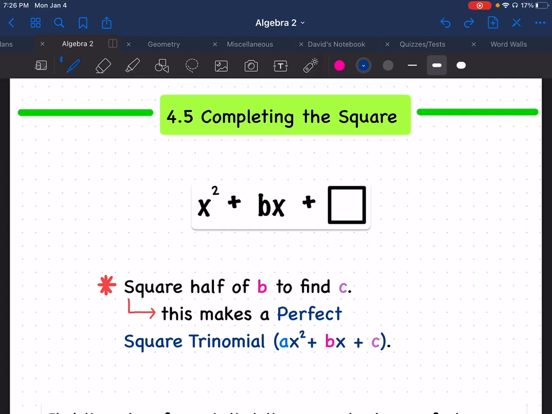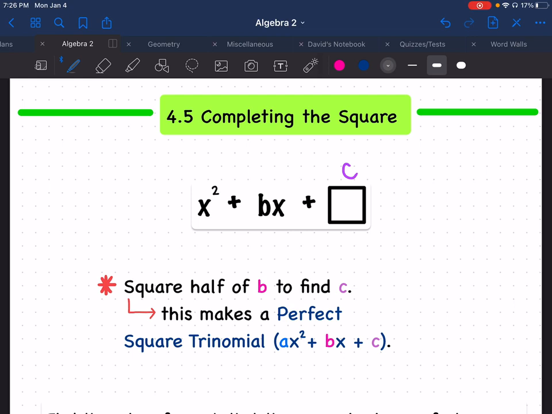Today's lesson is 4.5, completing the square. All right, I've got my equation here of x squared plus bx plus, now this is where you would normally see our c term, but what we're going to do today is show you how to complete the square. So I'm going to make this into a perfect square trinomial so that the factors of c are the same number. That's what makes it a perfect square.